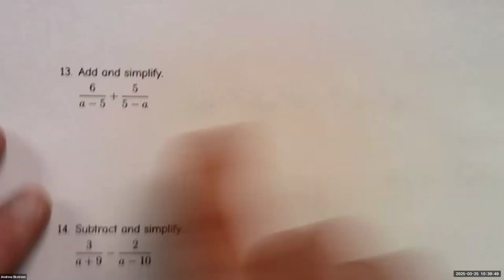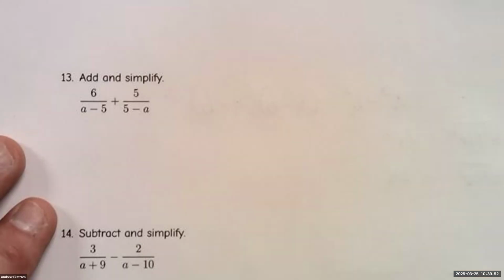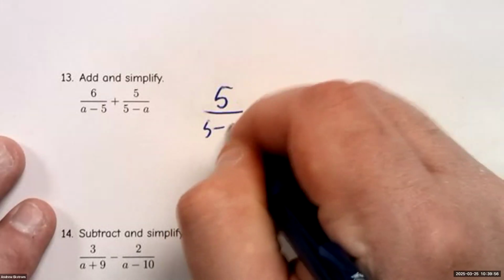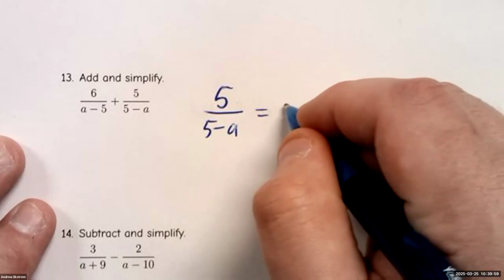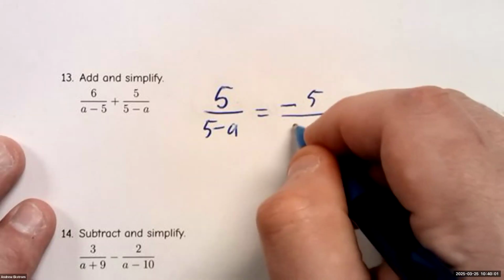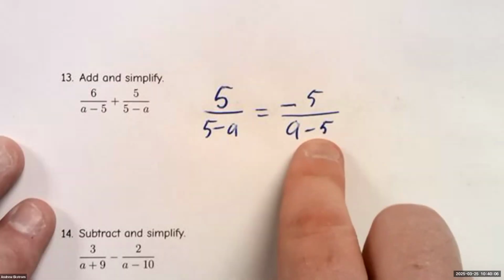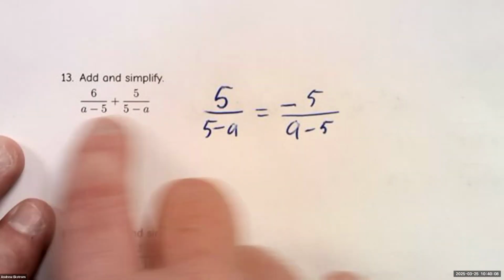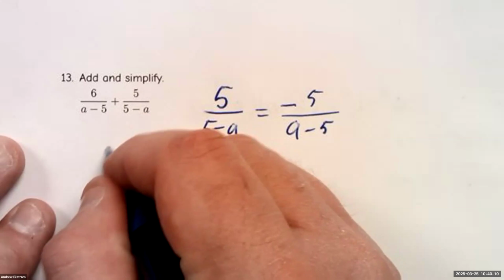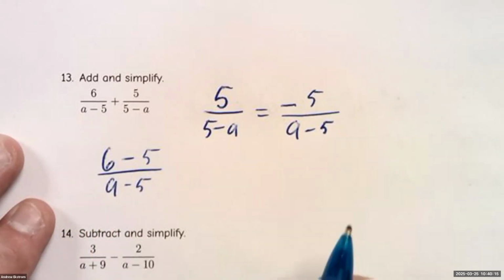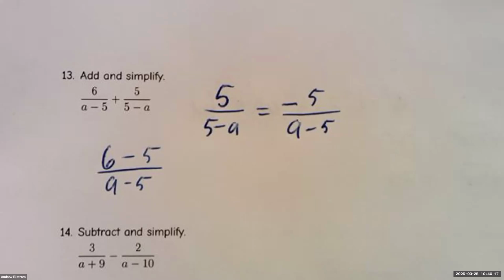One of the big issues that came up with this is if I have 5 over 5 minus a, that's the same thing as negative 5 over a minus 5. If you remember that trick, you now have the same denominator here. So you have 6 minus 5 over a minus 5. What's 6 minus 5? Just one.